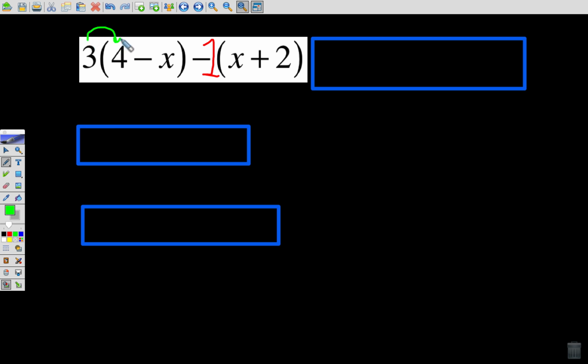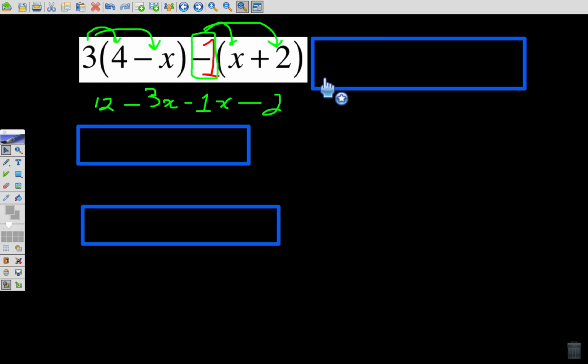So we have 3 times 4, which is 12. We have 3 times -x, or minus x, which is minus 3x. Then we have -1. And we're going to distribute that to x, which gives us minus 1x. I would keep the 1 there just so you see it for a little bit. And then we have -1 times positive 2, which gives us minus 2.